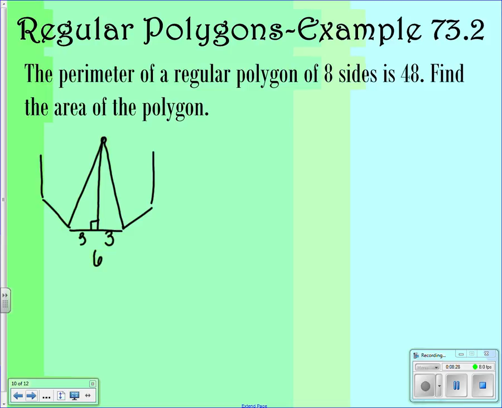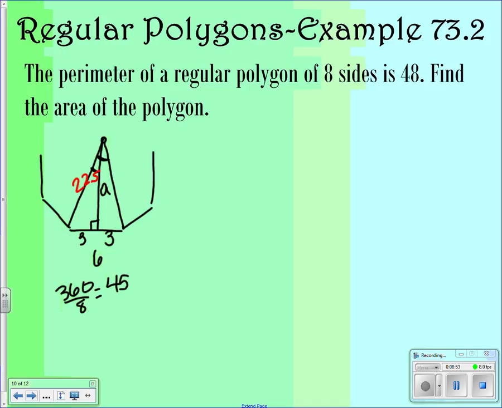And we want to find the area. So in order to do that, we need to find the apothem. So we need this angle here. Well, an 8-sided figure, it's an octagon, but to find that angle here, you're going to do 360 divided by 8, which is 45. And so both of these angles together are 45. So half of 45 would be 22.5.